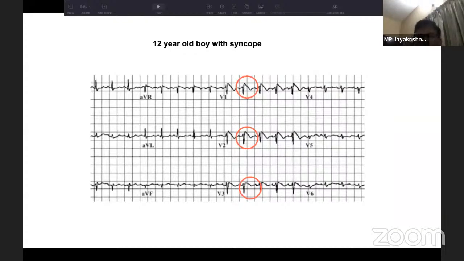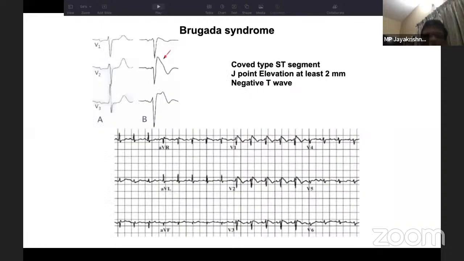Again, this is a different child. You can see the abnormality in the ST segment there. This actually is Brugada syndrome. Not very common in children, but then increasingly being recognized in children because there is a lack of awareness among pediatricians regarding this syndrome.